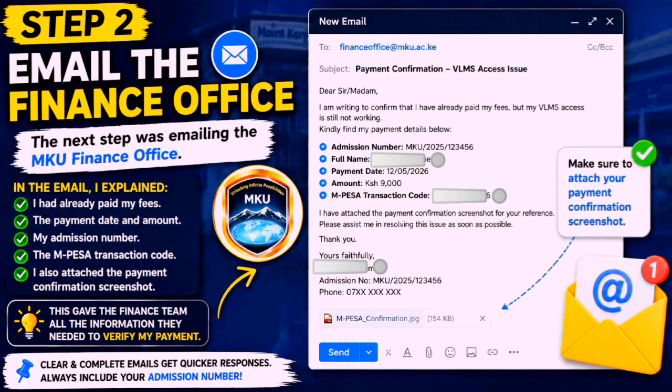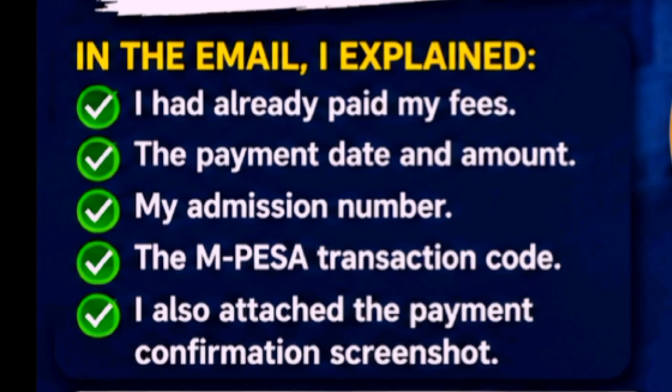Step 2. The next step was emailing the MKU finance office. In the email, I clearly explained that I had already paid my fees, the payment date and amount, my admission number, and the M-Pesa transaction code. I also attached the payment confirmation screenshot. This gives the finance team all the information they needed to verify my payment.